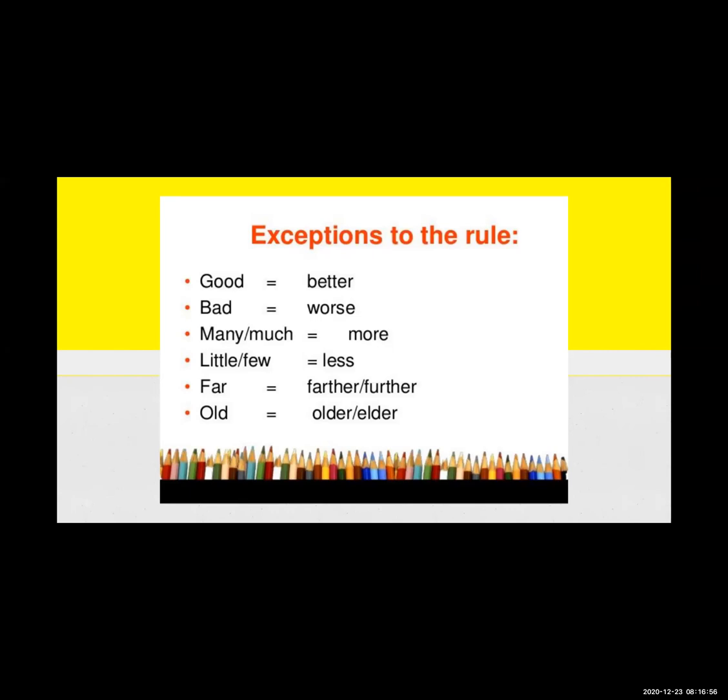So good will become better, bad will become worse, many or much will become more, little or few will become less, far will become farther or further, old will become older. So good, better, best, as we use bad, worse, worst, like that only. These are some exceptions, and you can take a screenshot so you can remember and revise all these things. These are exceptions to the rule.